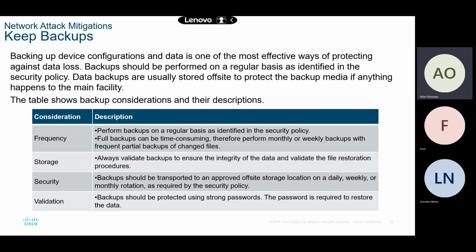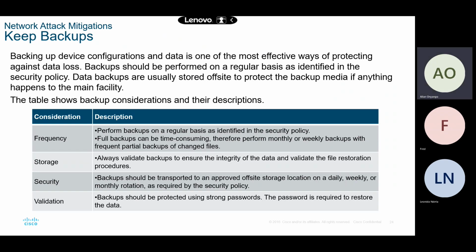Now, as part and parcel of security, it's important to always be backing up your data. You must back up your data and configurations. Very, very important, because if you don't back up, you won't have a failover. So check on the frequency of backing up your data.